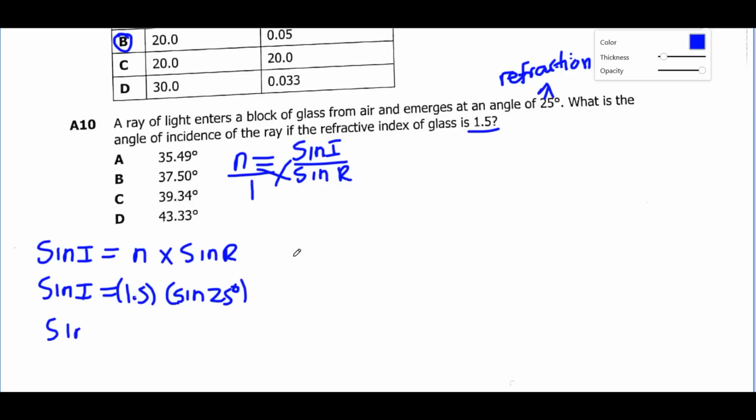So we can just now do the work on the calculator. So 1.5 times sine 25. So I'm getting 0.57402514.